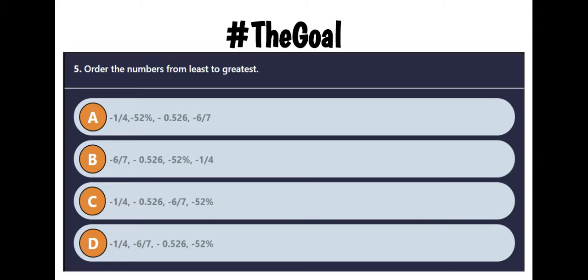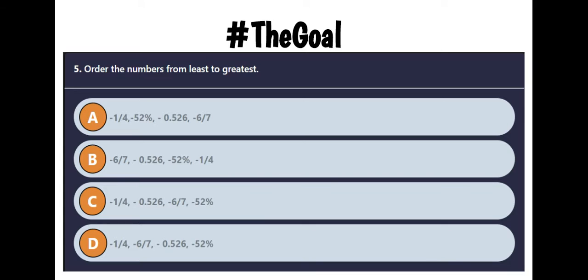But the goal is to be able to be given a series of numbers and order them from least to greatest, sometimes greatest to least. They'll use different words to describe least to greatest or greatest to least, but the most popular way is least to greatest. You need to be able to order these numbers correctly. And so that's the goal.